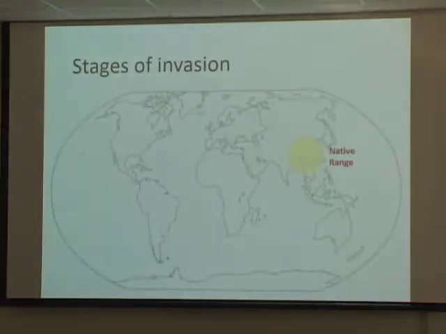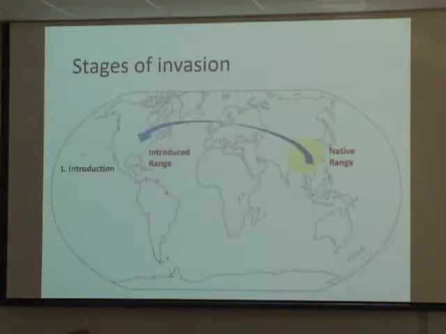A species must go through several steps before it's classified as invasive. It must be transported from its native range to an introduced range. It must establish a breeding population without the help of humans. It must spread from the initial site of introduction, and it must have some impact. And this process can take a long time with lag phases before establishment and spread.